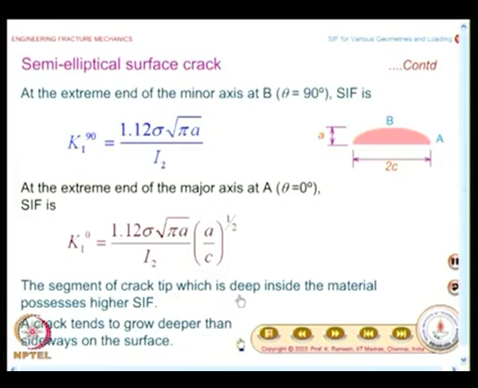The segment of crack tip which is deep inside the material possesses higher stress intensity factor, and in view of this, the crack tends to grow deeper than sideways on the surface. So, when it grows deeper, it is beneficial for us. Only based on such observations, people have also brought in a criterion called leak before break, which is achievable. This is how a material will respond. If you adjust your design parameters suitably, you can ensure that leak always occurs before break.